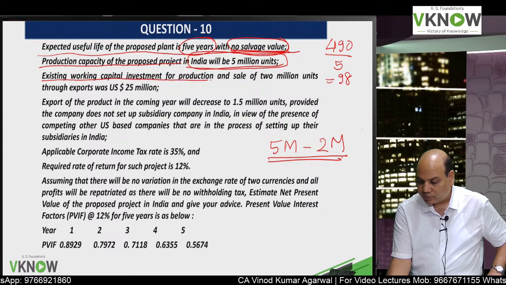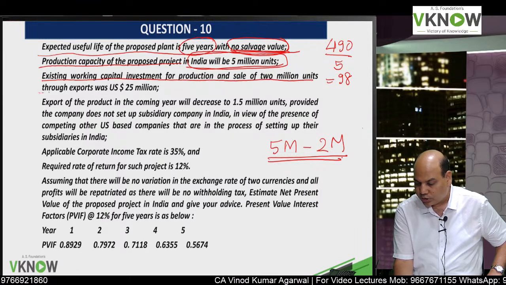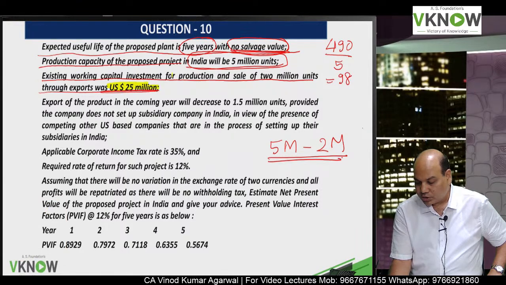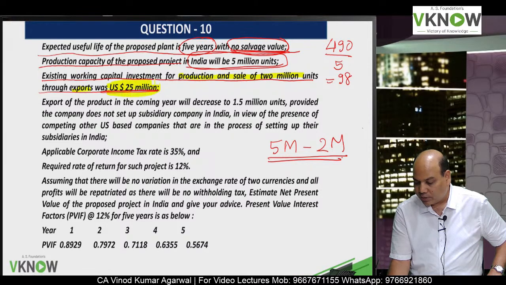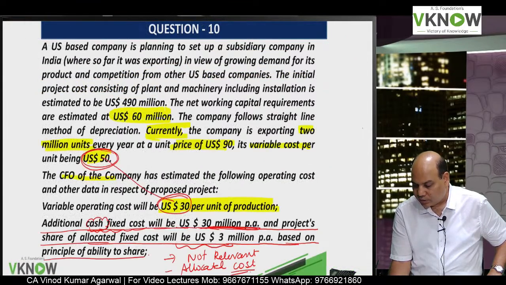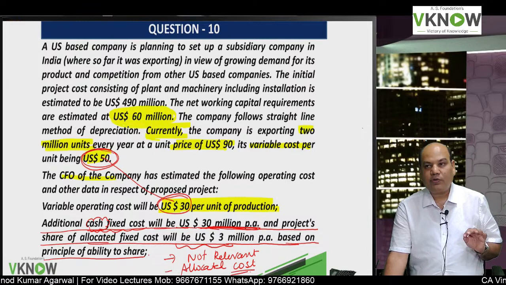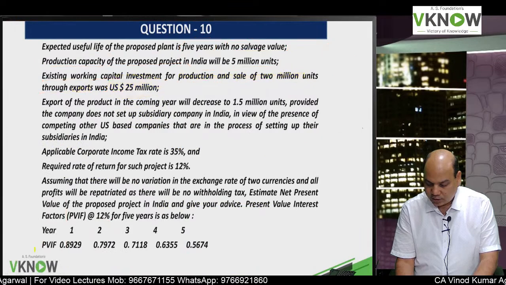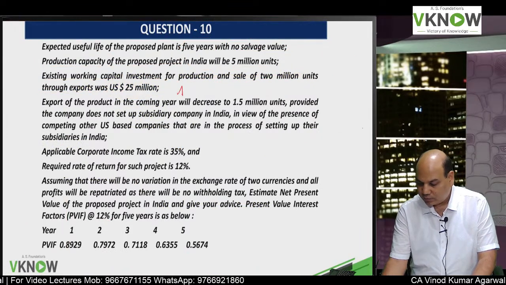Estimated working capital investment for the production and sale of 2 million units through export was USD 25 million. Again, important point: when the production was in USA, the working capital requirement was 25 million USD, and as we have read above, if you manufacture in India, the working capital requirement is 60 million USD. So there will be additional working capital requirement.